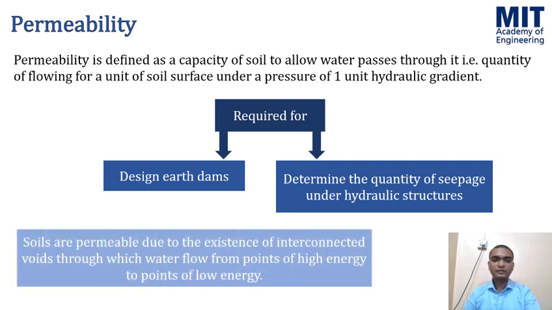Soils are permeable due to the existence of interconnected voids through which water flows from points of high energy to points of low energy. If a soil is highly pervious, then water can flow through it easily, for example, gravels. And if a soil is impervious, the permeability is very low and water cannot easily flow through it. The example is clay. Here we can see that rocks are impermeable.